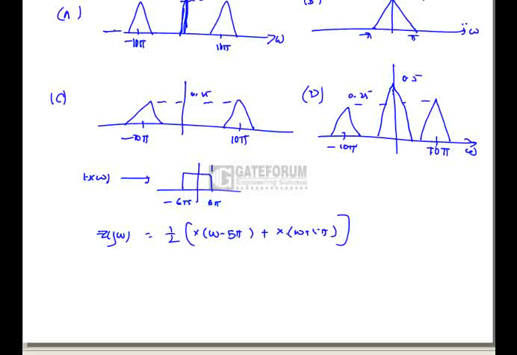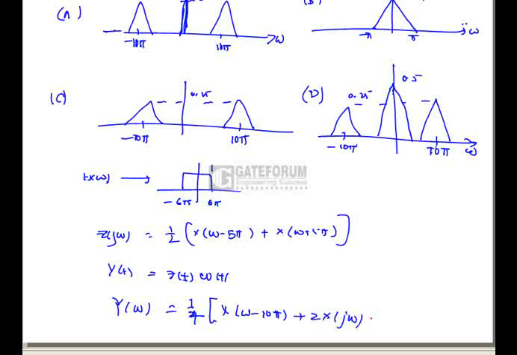After passing this one, we are multiplying with, that is again, y of t is nothing but z of t into w of t, then it results in y of omega as 1 by 4 x of omega minus 10 pi plus 2 x of j omega plus x of omega plus 10 pi, which is equal to figure D. Hence option D is correct.